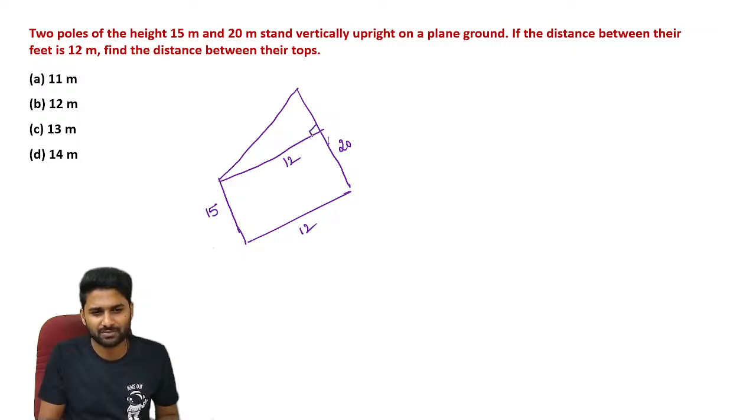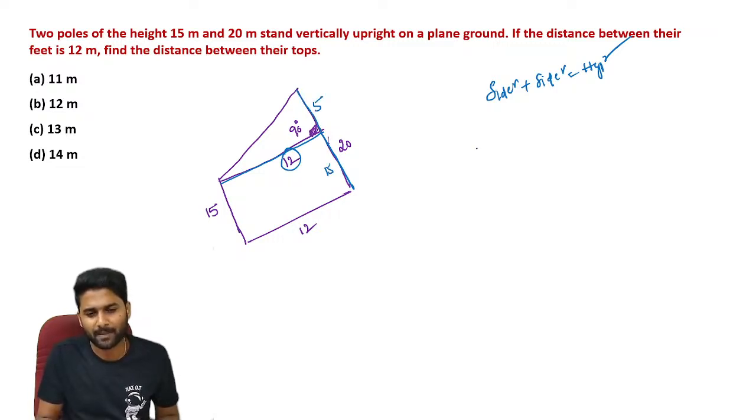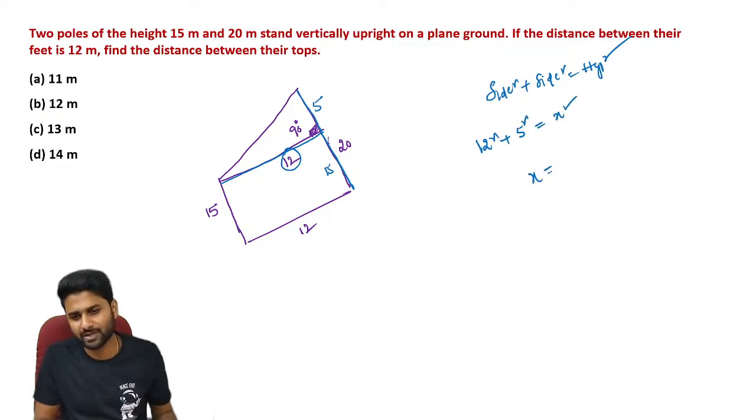And as you know, the two sides make an angle of 90 degrees. It's a right angle triangle. In a right angle triangle, we have the property: side square plus side square is equal to hypotenuse square, right? From here to here the distance is 12. From here to here the distance is 15. Now how much value is left? It's 5. Now 12 square plus 5 square is exactly equal to x square. So x should be replaced with 13.